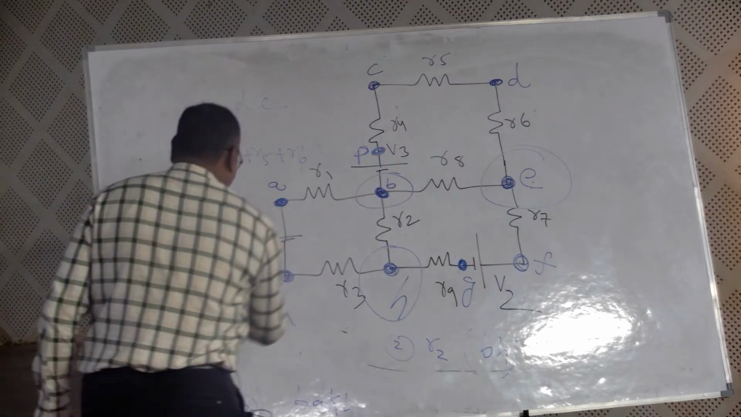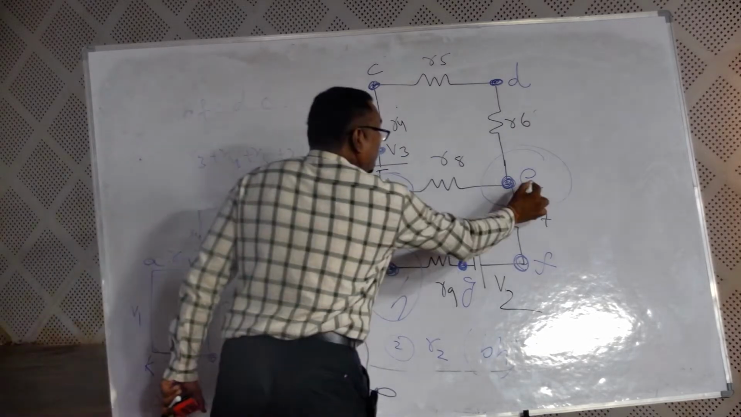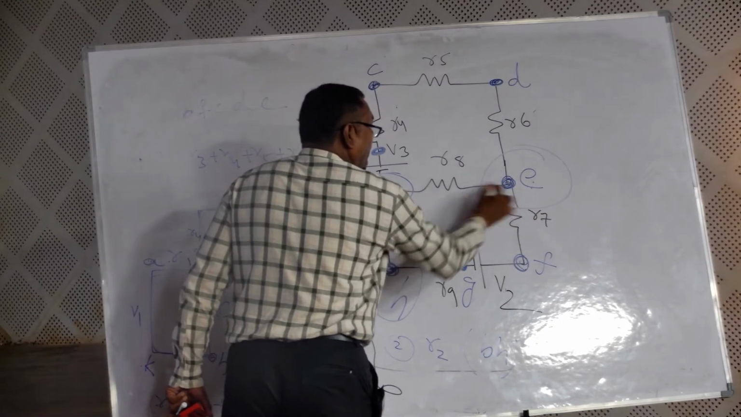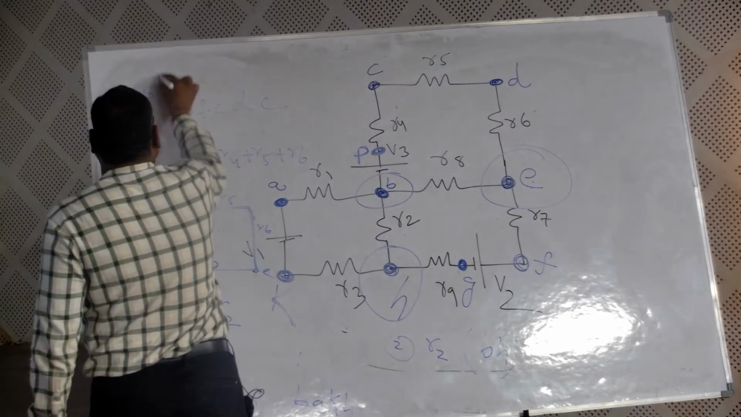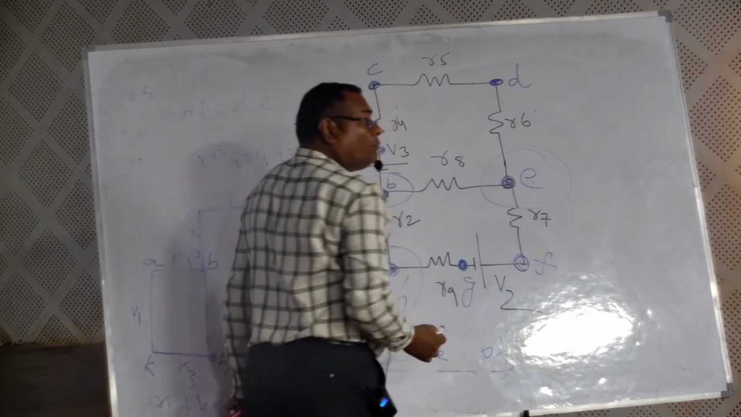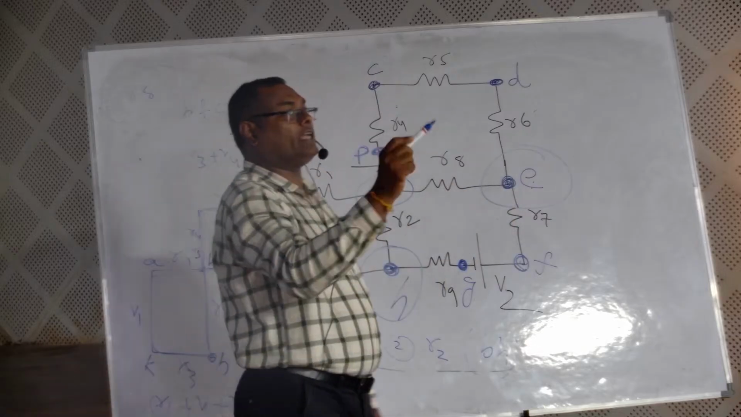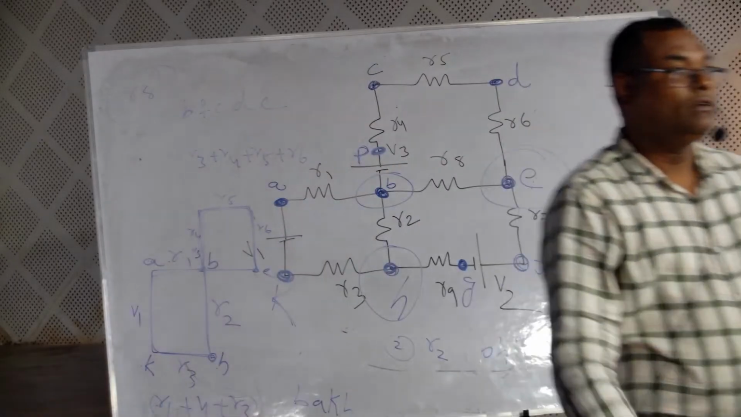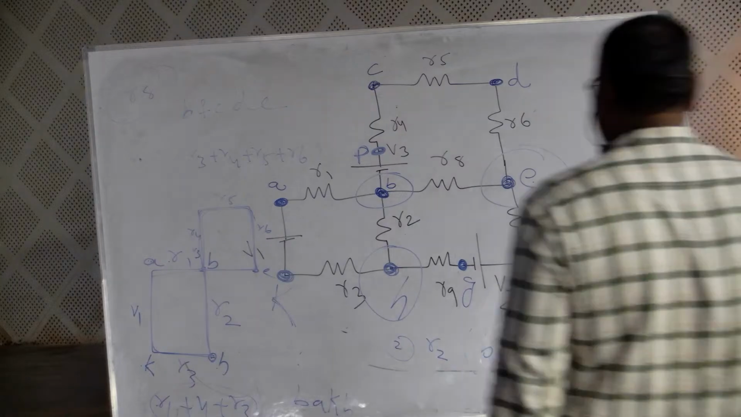Can I say BE is one branch? B and E, which lies between two junction points. What is the answer? R8. R8 is called a branch, the fourth branch. The name is BE. Next one, the last one.